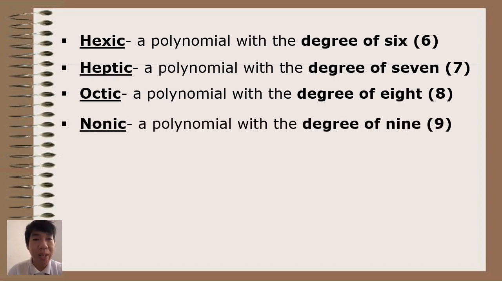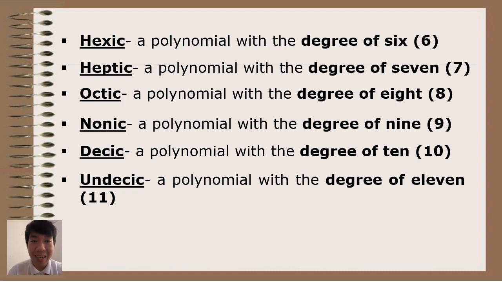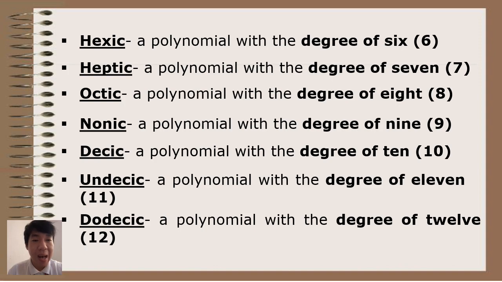Nonic, a polynomial with a degree of 9. Decic, a polynomial with a degree of 10. Undecic, a polynomial with a degree of 11. Duodecic, a polynomial with a degree of 12.